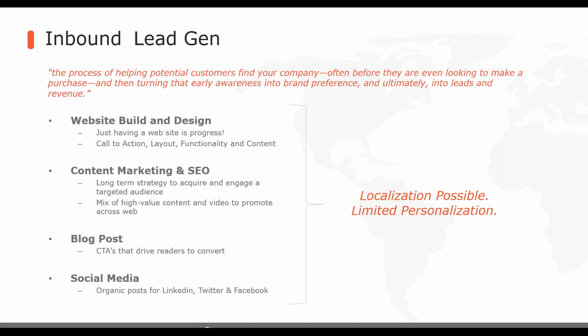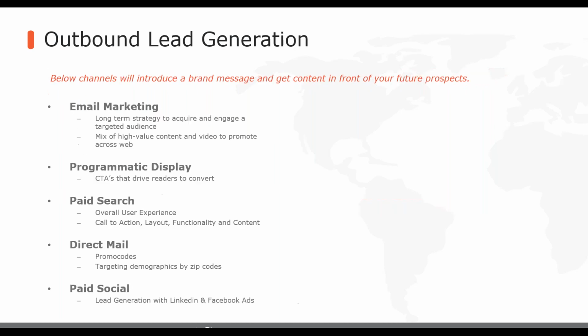One thing to note about content marketing is you can localize it, you can personalize the experience on site, but maybe not quite to the level that can take place with outbound advertising. So very interesting insights there.